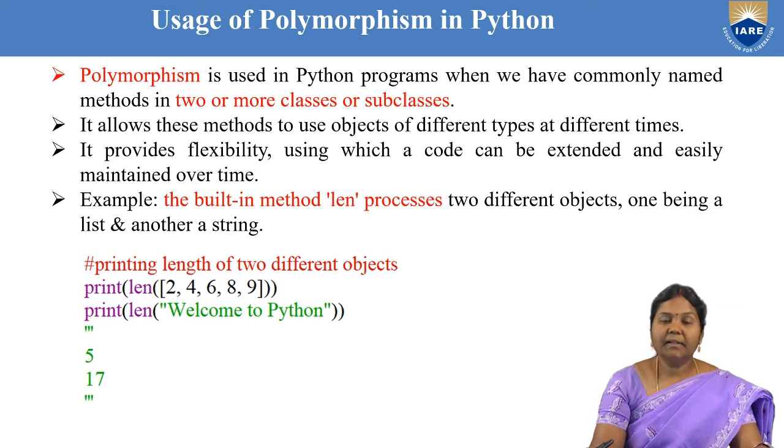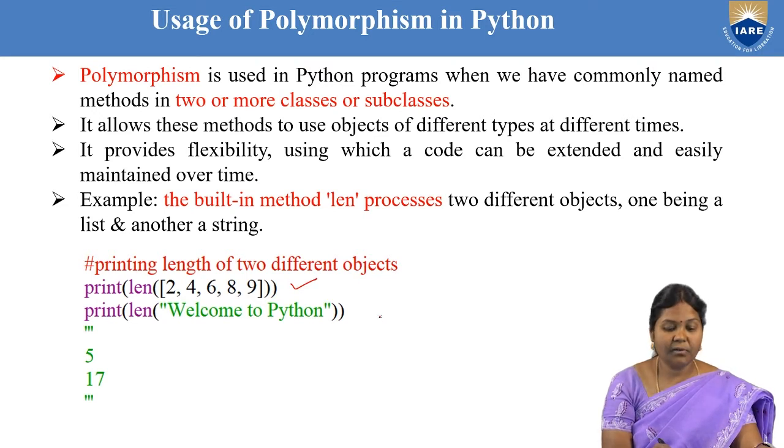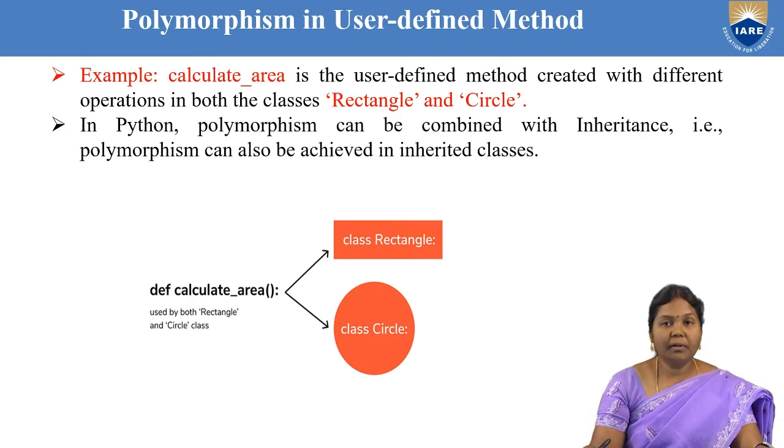Now, for example, there is a built-in method called length, which will give you the length of a string, the length of a list, or the length of any other object. That means the method is behaving differently in different contexts. In one example we are printing the length of a list. In the other one, we are printing the length of a string. So for different objects, it behaves differently. This is called multiple ways the same method can be used. This is polymorphism.